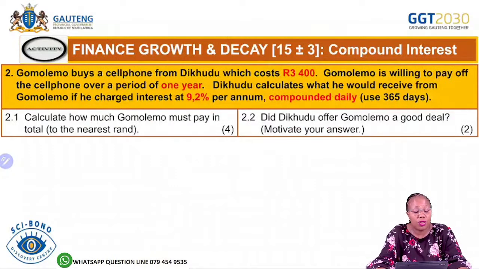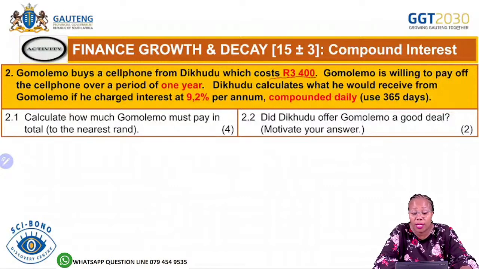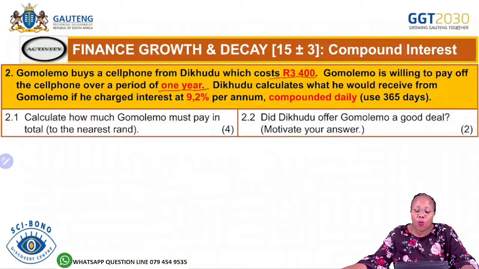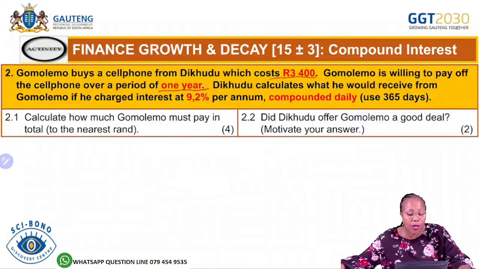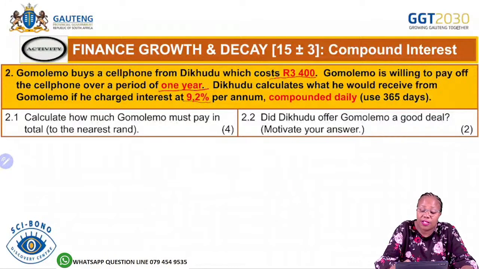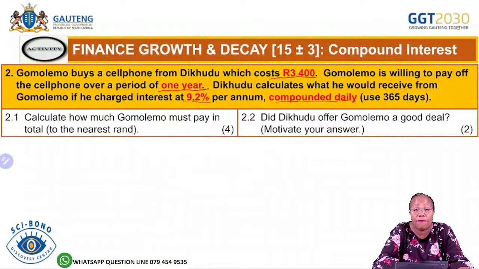And then question number 2. Homolemo buys a cell phone from the Kudu, which cost 3,400. That is the price of that cell phone. Okay. And Homolemo is willing to pay off the cell phone over a period of 1 year. All right. And then the Kudu calculates what he will receive from Homolemo if he charged interest of 9.2 per annum. Now the Kudu is charging 9.2 per annum, and then this is compounded daily. Interest is added every day to that particular value of a cell phone.